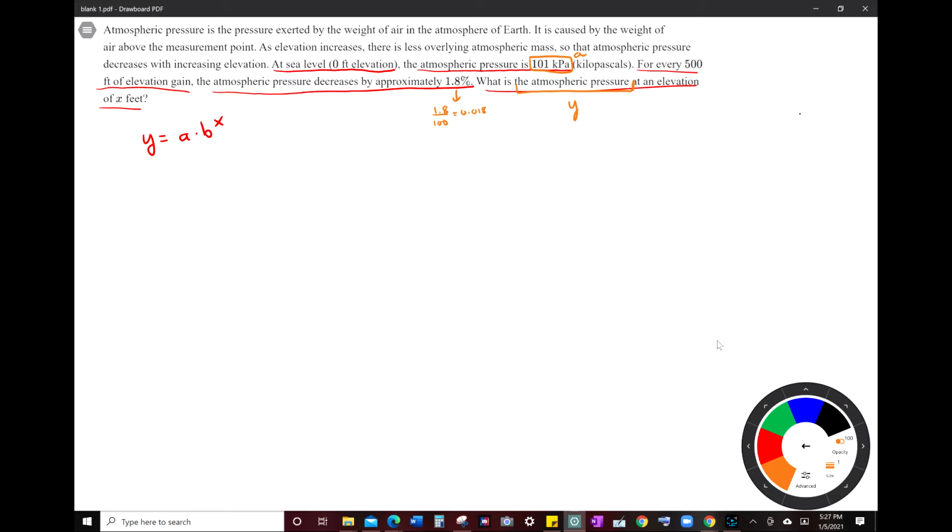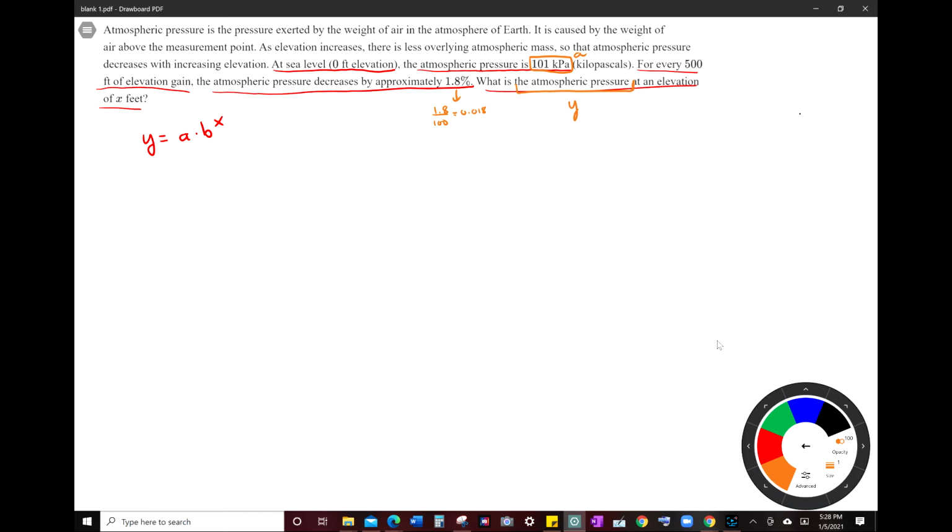However, since they say you need to write the equation for the atmospheric pressure at an elevation of x feet, the x feet can be 1, can be 2, can be 3, while what you know is for every 500 feet of elevation. So it doesn't go by 1, 2, or 3. That means 1.8% only applies if the elevation gain is for every 500 feet. If it's gained by 1, 2, 10, 15, then we cannot apply the rate of 1.8%.